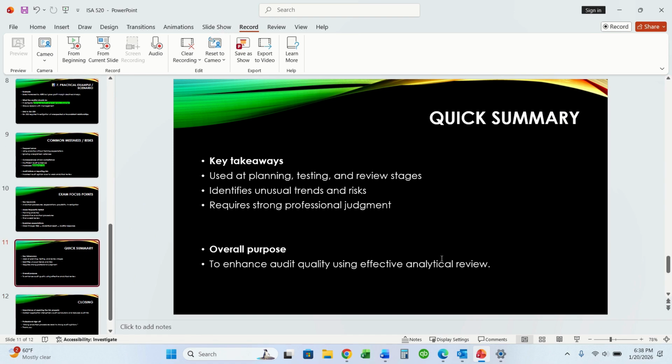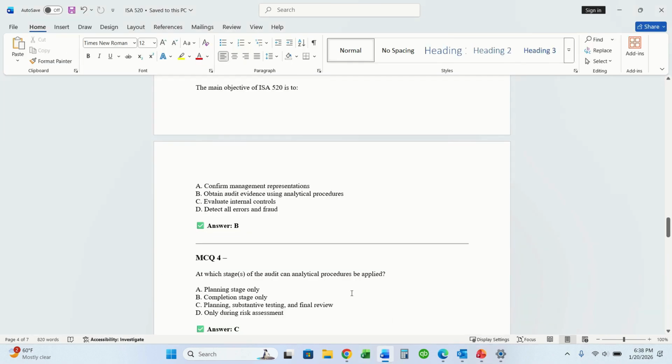Quick summary. Used at planning, testing and review stages. Now let's have a look at this MCQ. At which stage of the audit can analytical procedures be applied? Planning stage, completion stage, planning, substantive testing and final review, or only during risk assessment? So the answer is planning, substantive testing and final review.